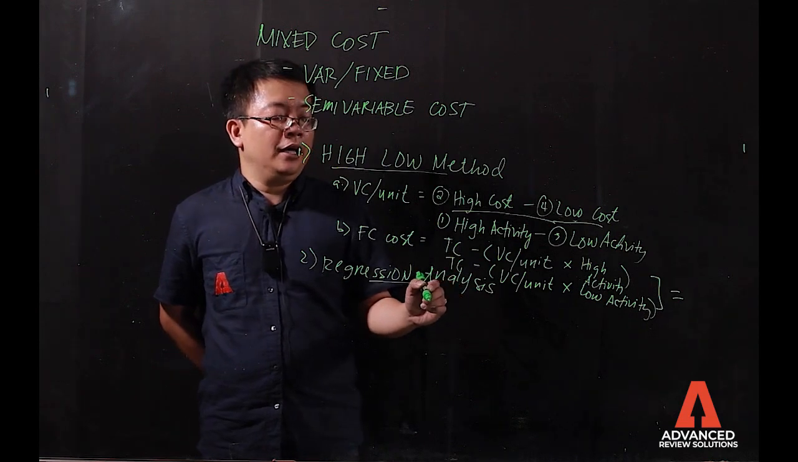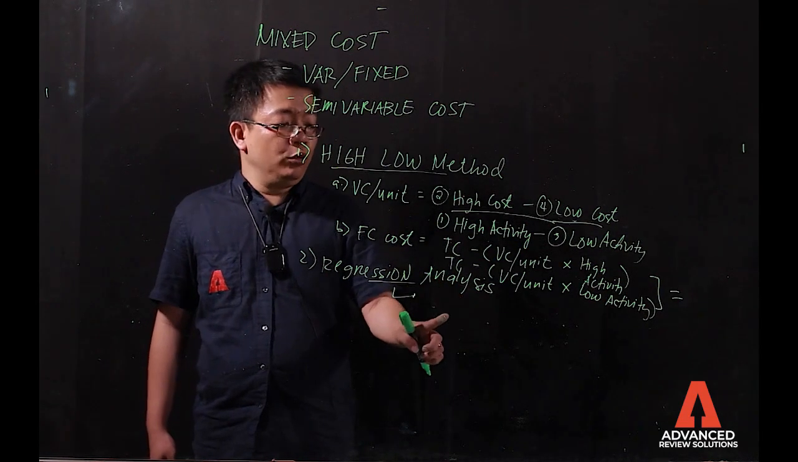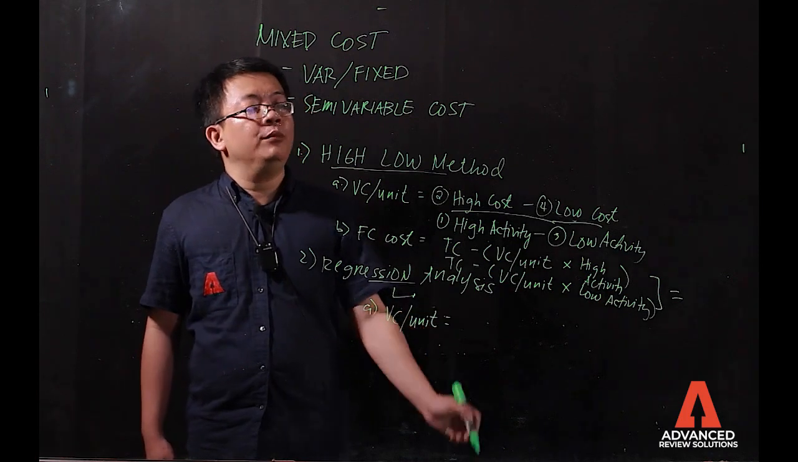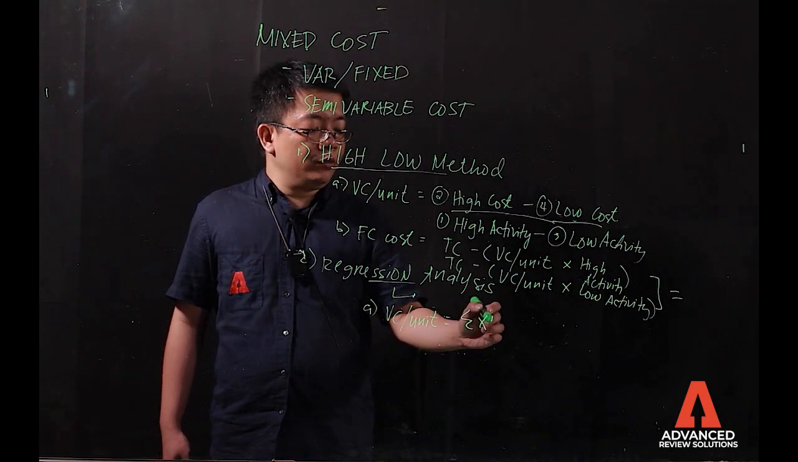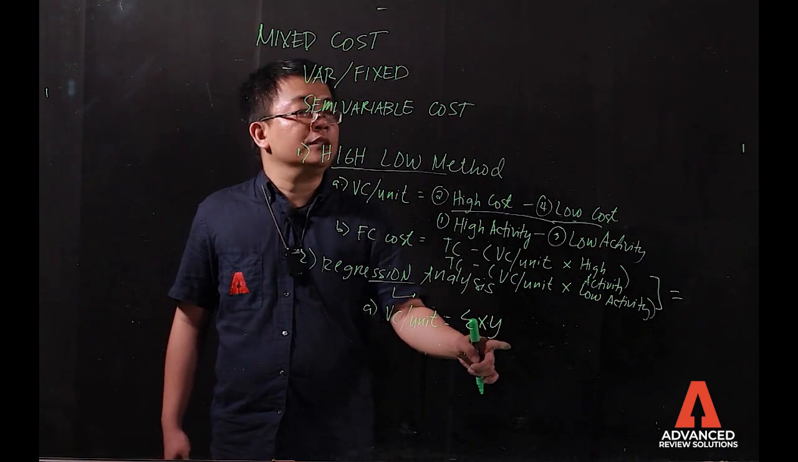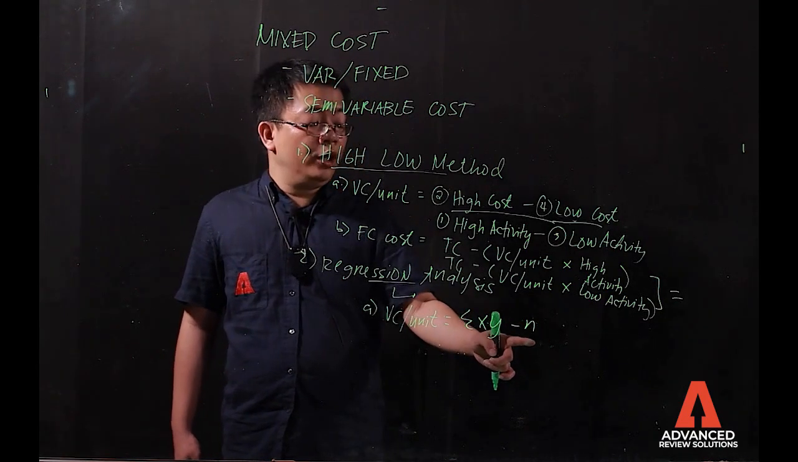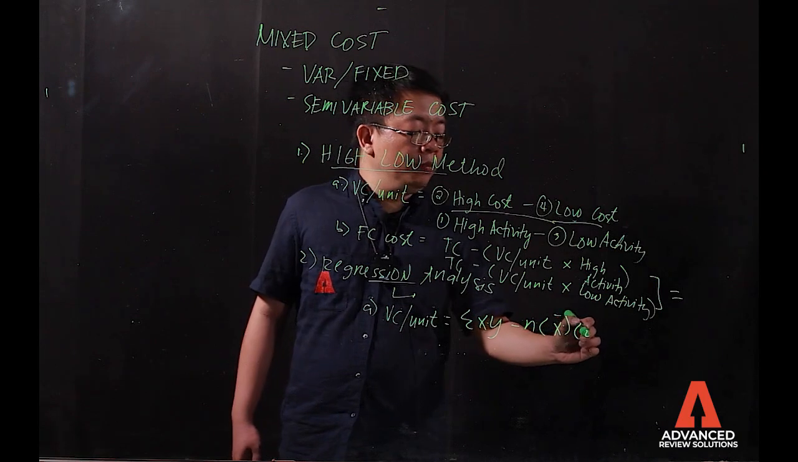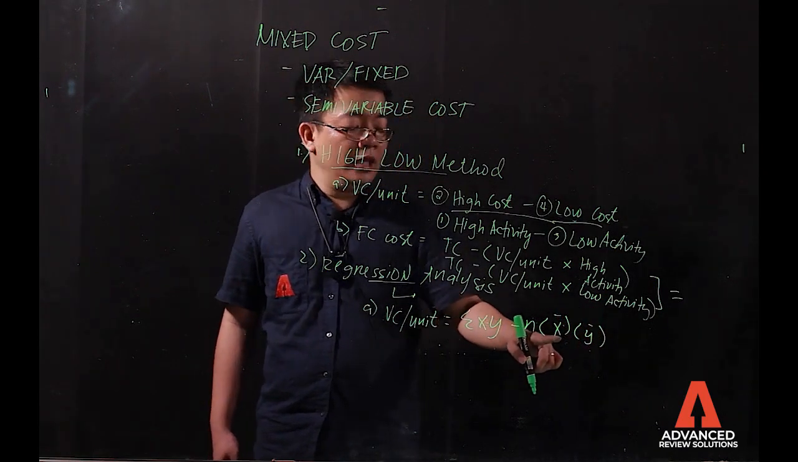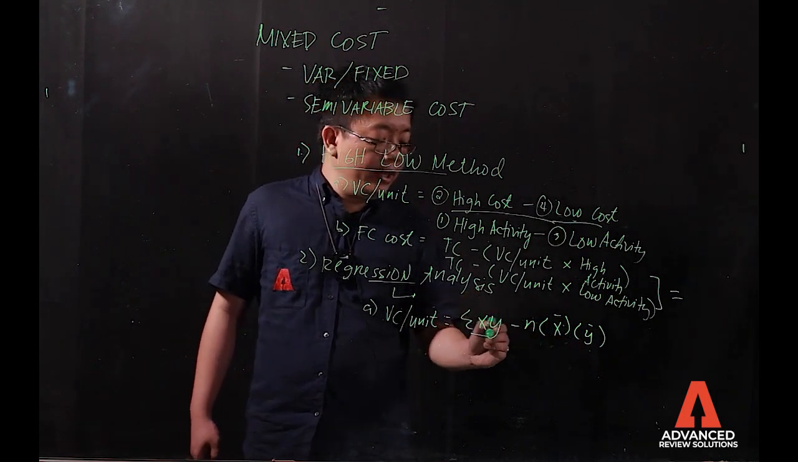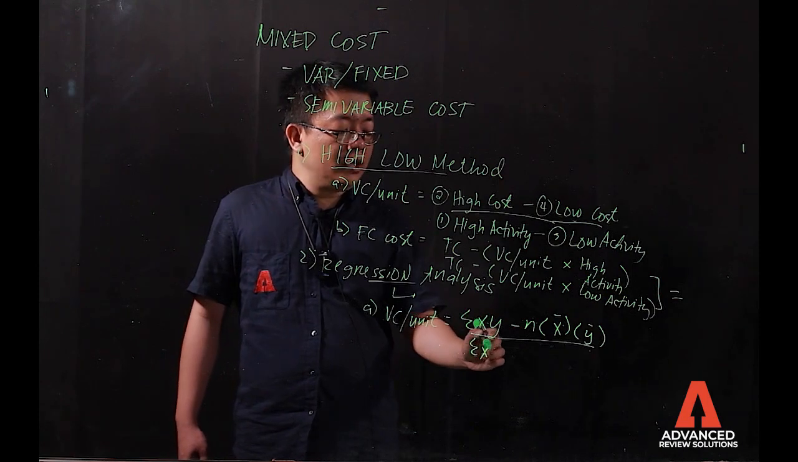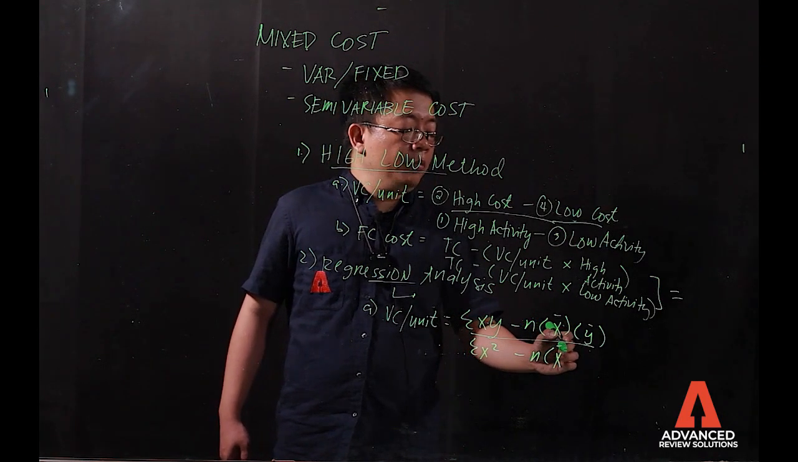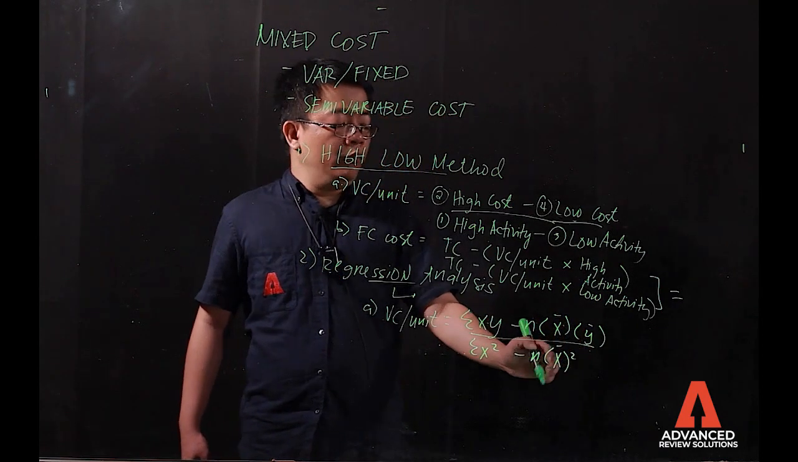Next, number 2, regression analysis. How do we compute for regression analysis? Again, compute first for the variable cost per unit. Take note: summation of XY, where X is the activity and Y is the cost, minus N, the number of variables, multiplied by the X average and the Y average. You divide it by the summation of X squared, minus N multiplied by the X average squared, that is, multiplied by itself.